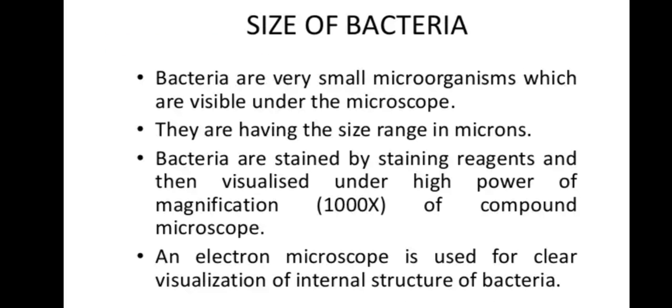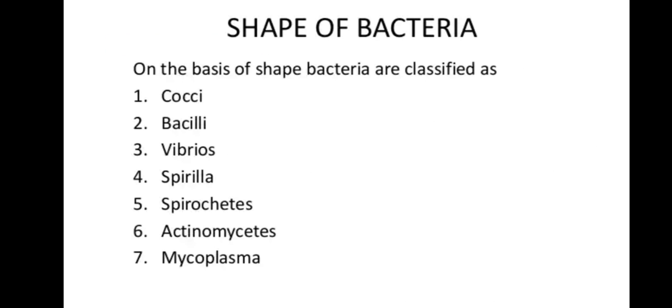Size of bacteria. Bacteria are very small microorganisms which are visible under the microscope. They have a size range in microns. Bacteria are stained by staining reagents and then visualized under high power of magnification, about 1000x of a compound microscope. An electron microscope is used for clear visualization of the internal structure of bacteria.